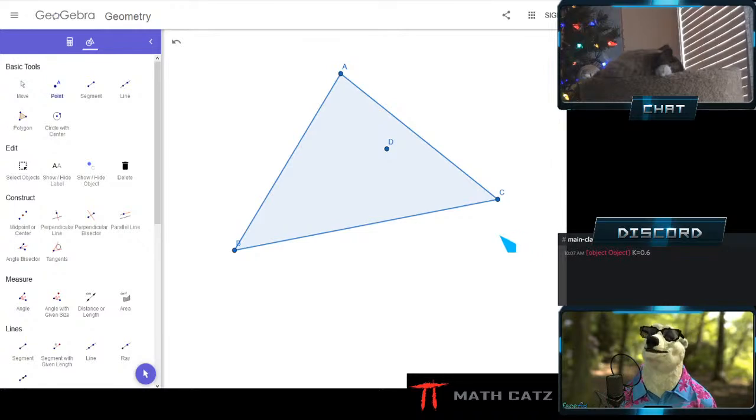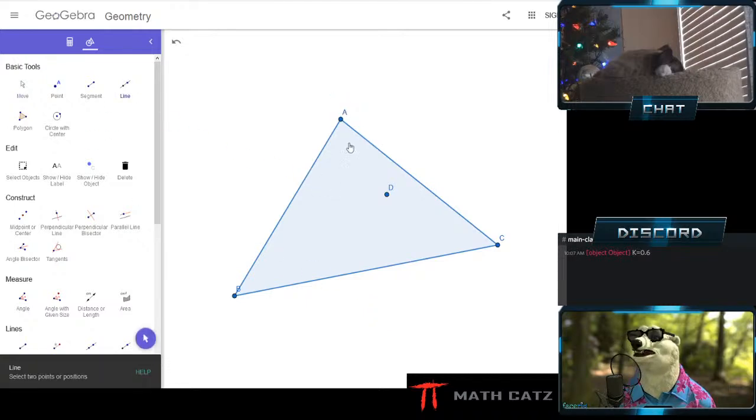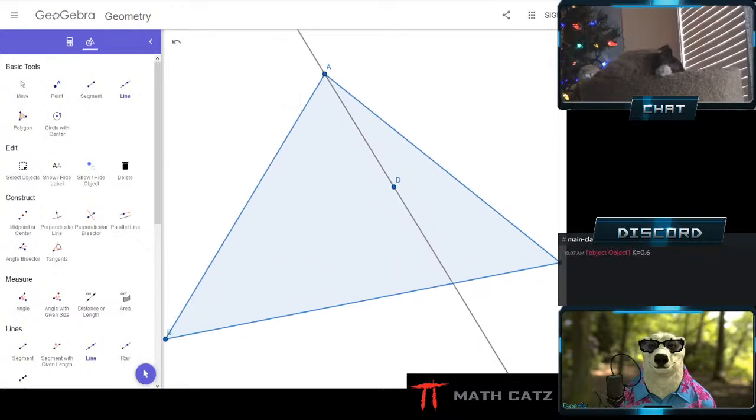K is 0.6. That means everything's going to decrease by 40%, right? Now, that's just my interpretation, that the 40% doesn't actually play a role directly. My method is going to be the same. I'm going to pick a vertex. Let's pick A. I'm going to go from my center through A. Now I can only do it both ways, but whatever. I'm going from the center through to one of my vertices.